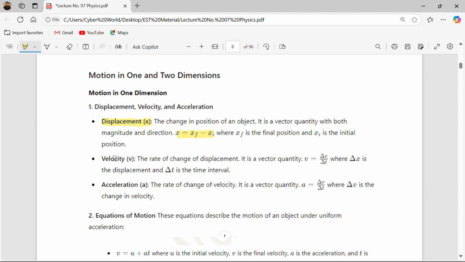So what is velocity? Velocity is basically the rate of change of displacement, and this can be calculated as v equals del x by del t. Acceleration is basically the rate of change of velocity, and we can find acceleration by the expression del v by del t.